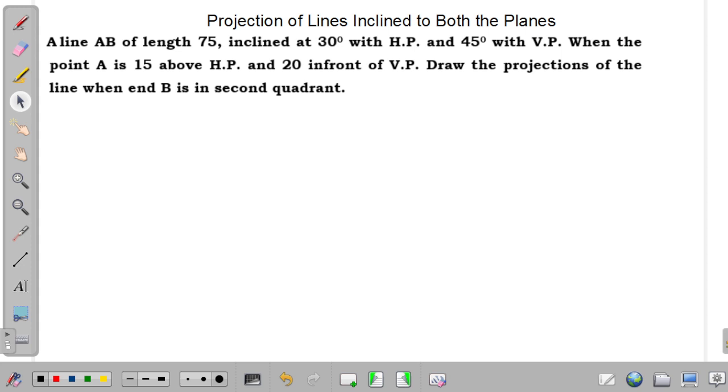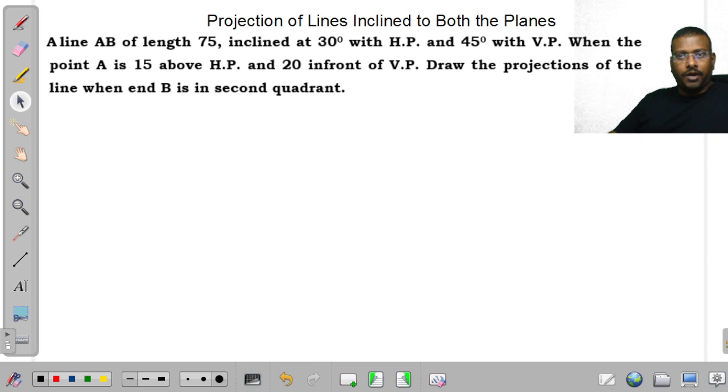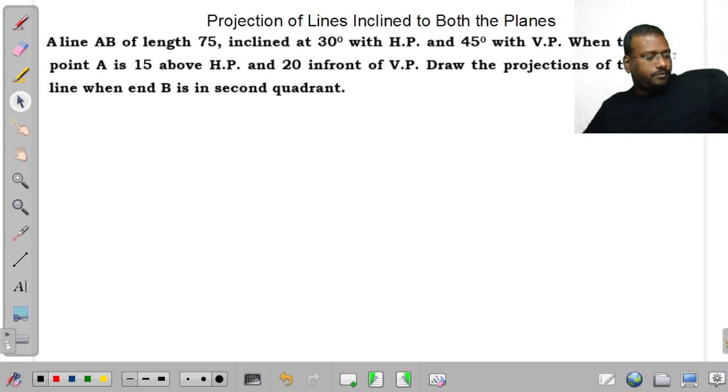So while reading the question, what we have to do is most important, my dear friends. While reading it, we should be aware of some points and note them down. Once you note them down, automatically you can get clarity on the concepts. So here, whenever you are reading this particular case, consider a line AB of length 75.